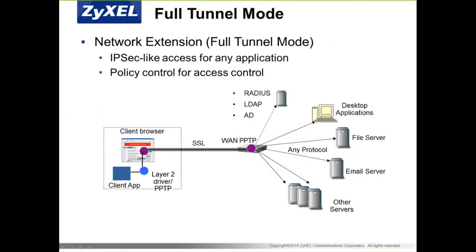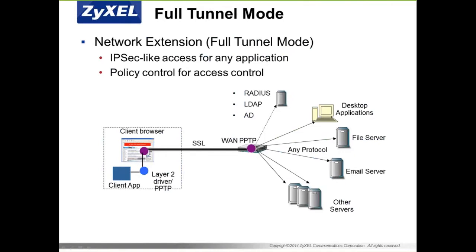For full network extension mode or full tunnel mode, clients require the ZyWALL USG Security Extender ActiveX or Java applet running on the SSL VPN client. The two purposes of full tunnel mode are: 1. IPsec-like access for any applications. A network extension application scenario is similar to that for an IPsec VPN application. Once a remote user passes authentication, a remote client can access the corporate network and use any application a corporate network user can access normally.